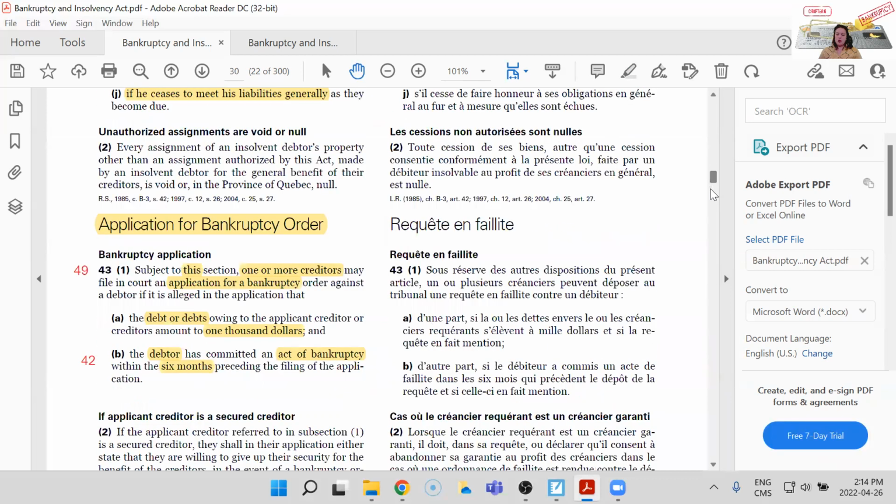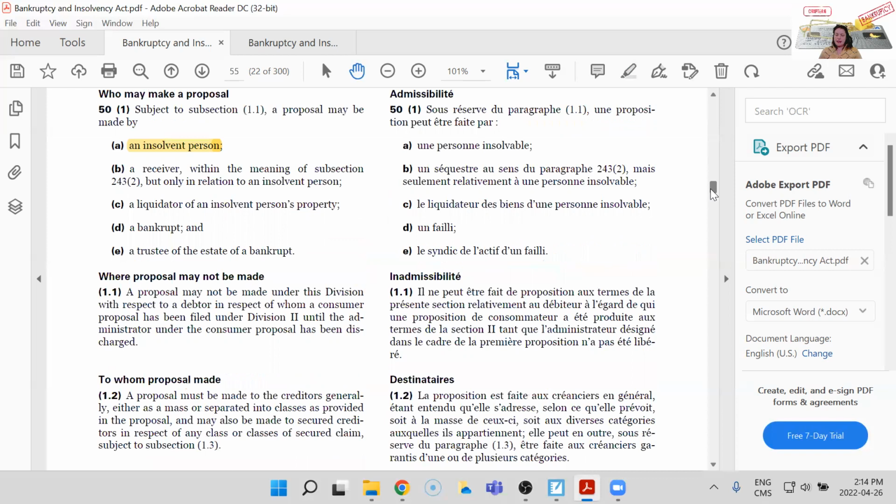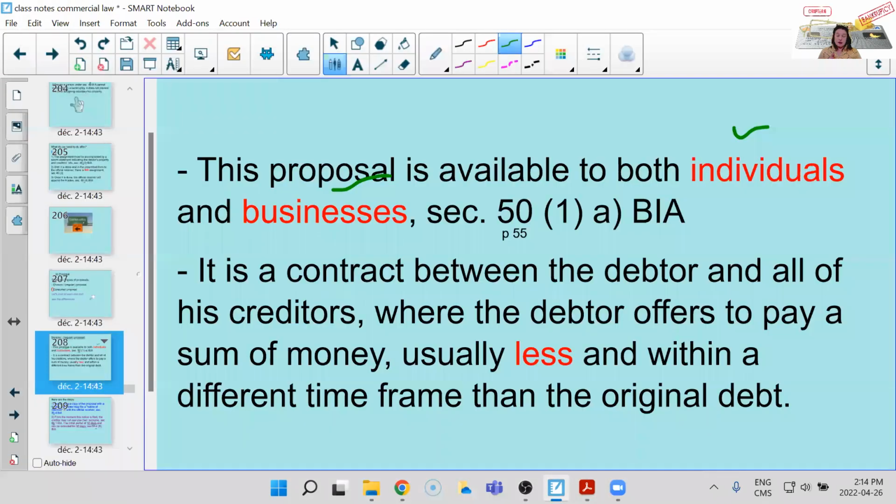Going back to section 50, the insolvent person we thought would apply to both. But trust me, as we'll see in a few minutes, if you have the option between a Division 1 proposal and a consumer proposal, you would much rather do a consumer proposal. Trust me.